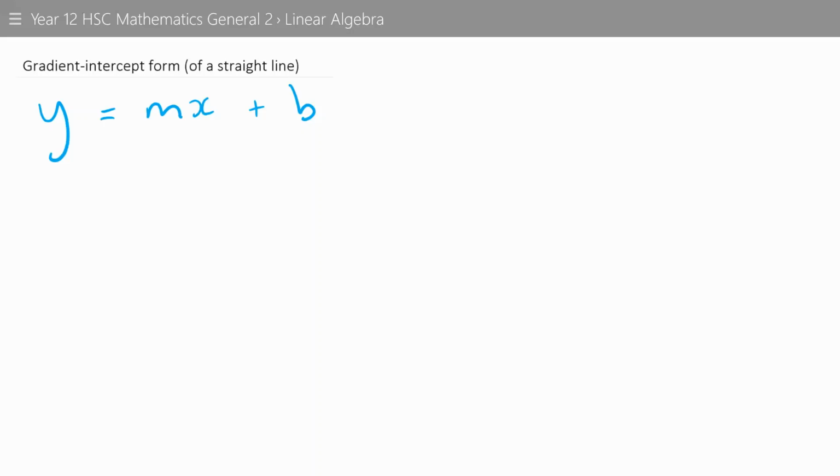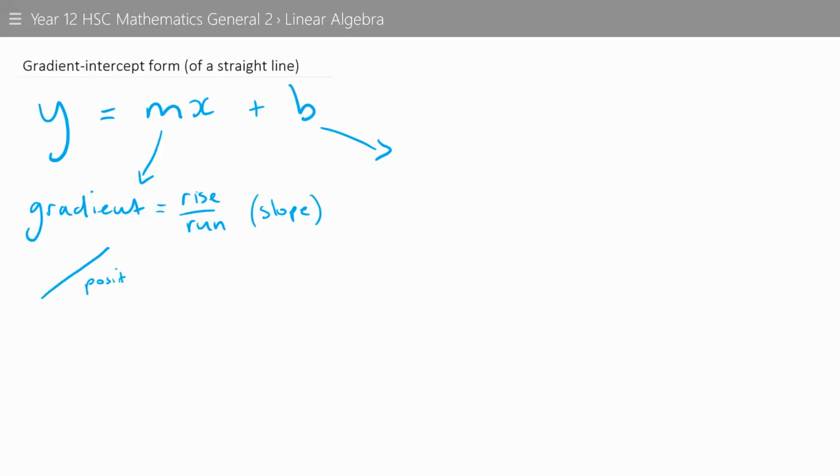So let's have a think about y equals mx plus b. There are two main things we need to be able to find when we look at this: m and b. m is the gradient or the slope. The gradient equals rise over run. So gradient, in other words, is the slope. How steep is the line? Now, the gradient can be positive, or it can be going down and be negative.